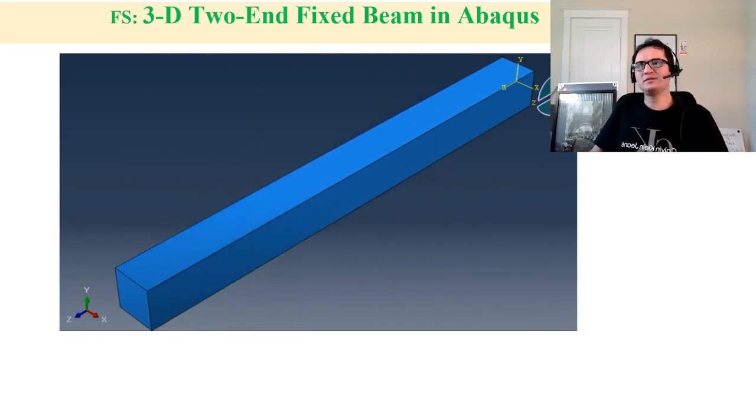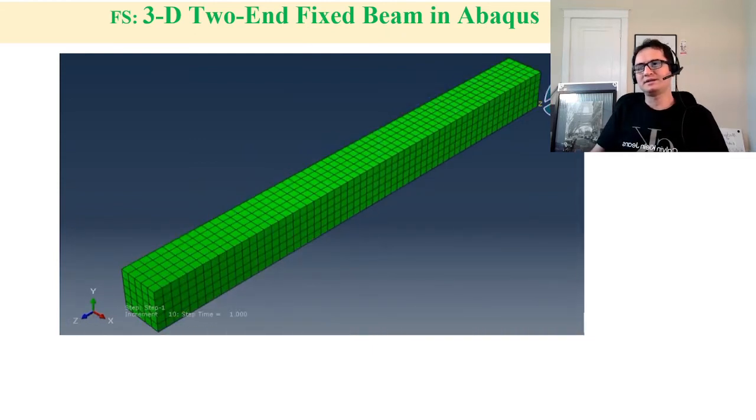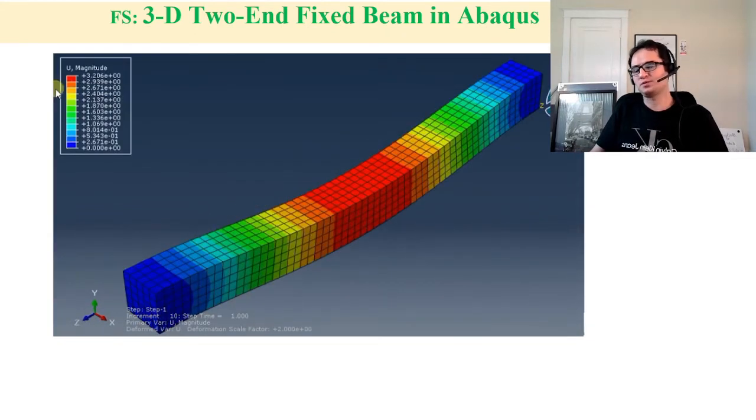This is a sample of a two-end fixed beam in Abaqus, and it gives you the mesh and also the maximum deflection with the stress distribution.